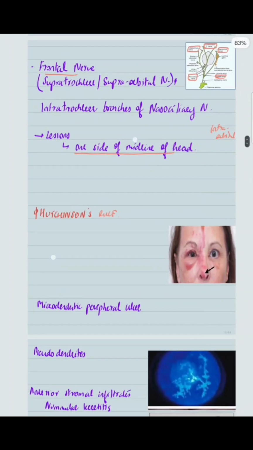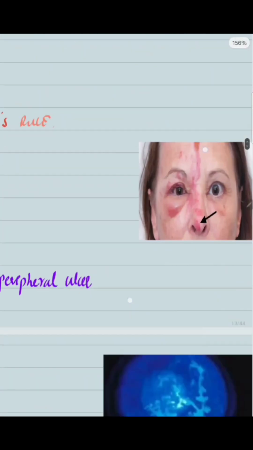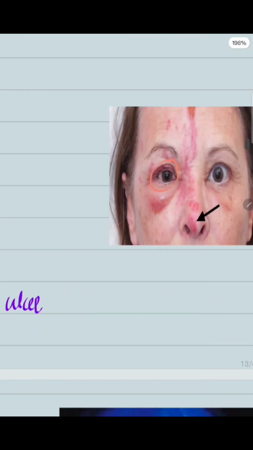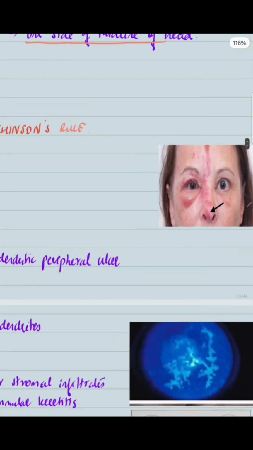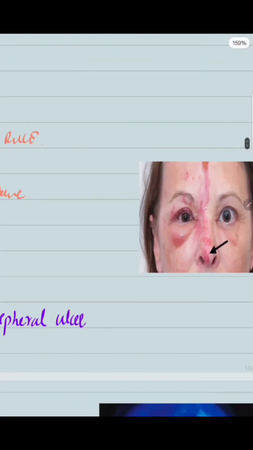Next, coming to Hutchinson's rule. According to this rule, ocular involvement will be frequent if the side or tip of the nose presents with vesicles due to involvement of the nasociliary nerve. That is Hutchinson's rule. Now the skin of the eyelid becomes red and edematous.